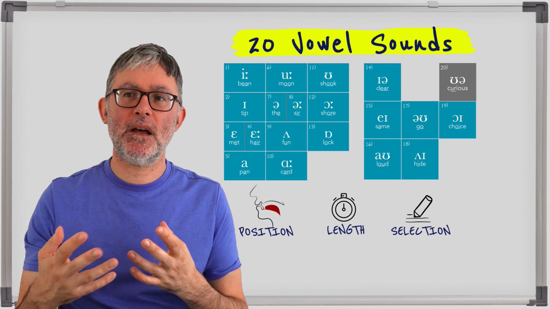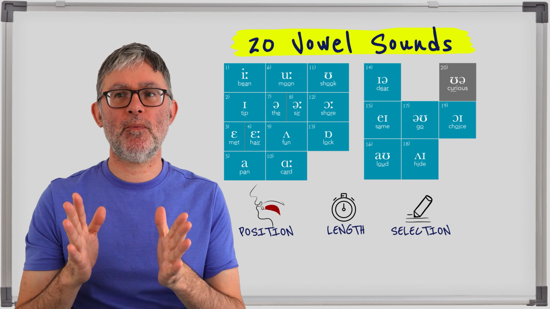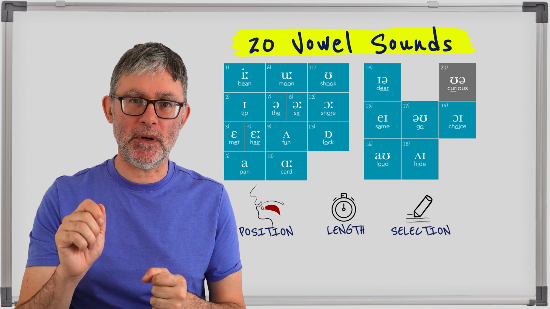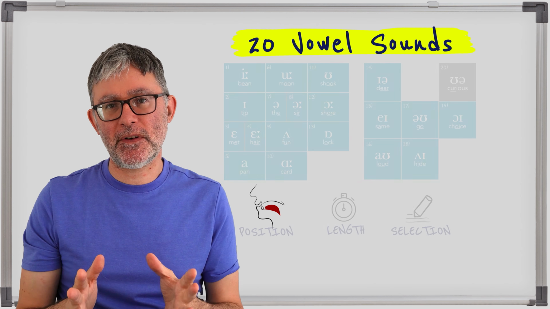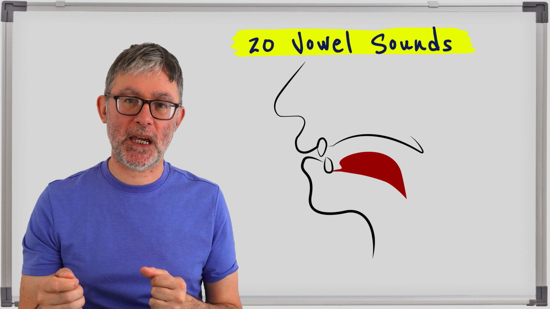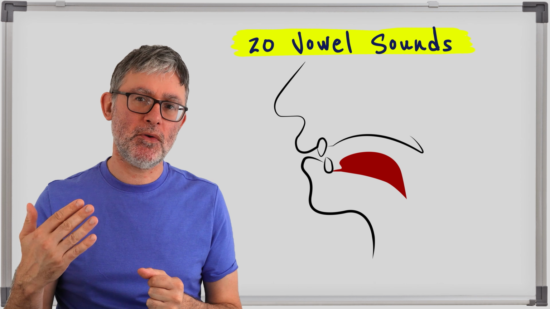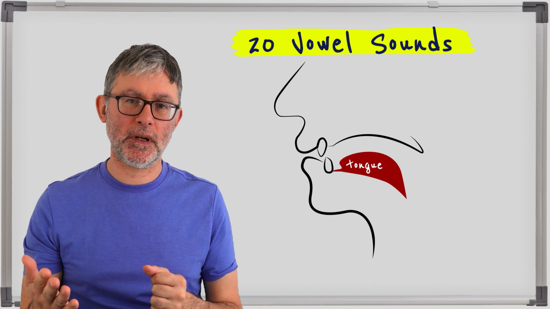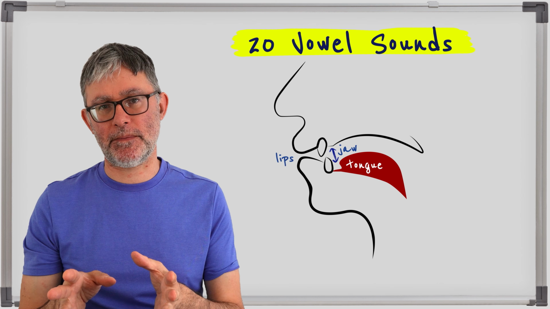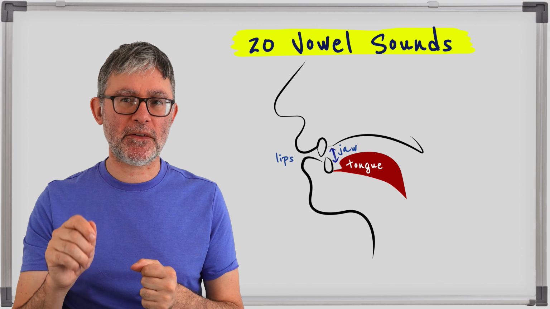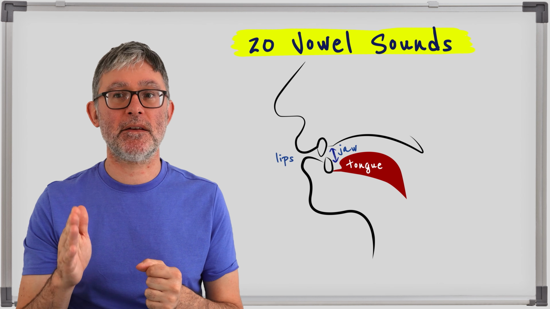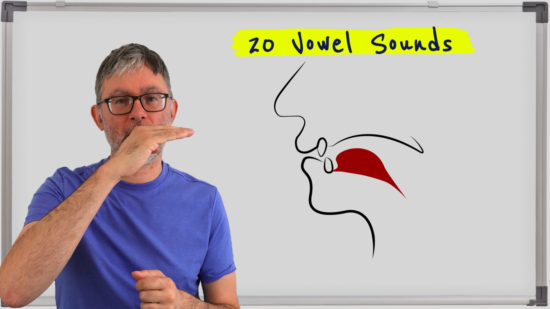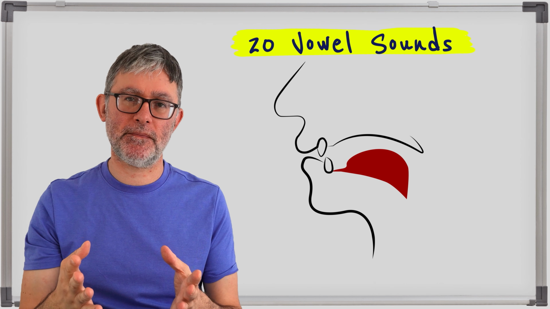In this lesson, I'm going to take you through all of them, and we're going to say all of the British English vowel sounds. Let's start with position. Every vowel sound has a different shape of the mouth. We move three things to make the shape: the tongue, the jaw, and the lips. And of these, by far the most important is the tongue. Essentially, the tongue goes forwards and backwards as we speak.